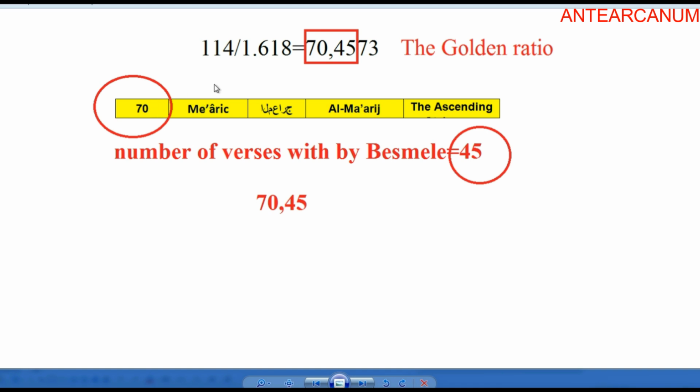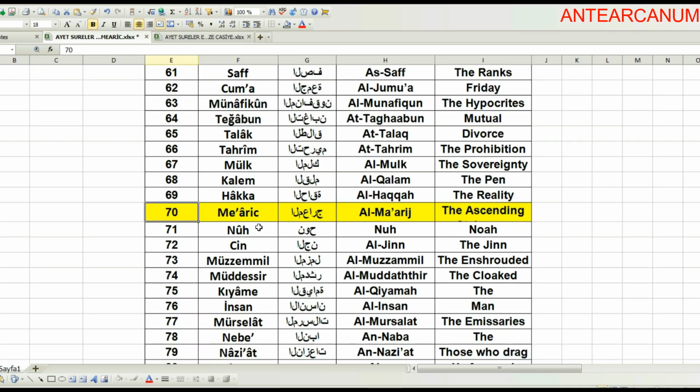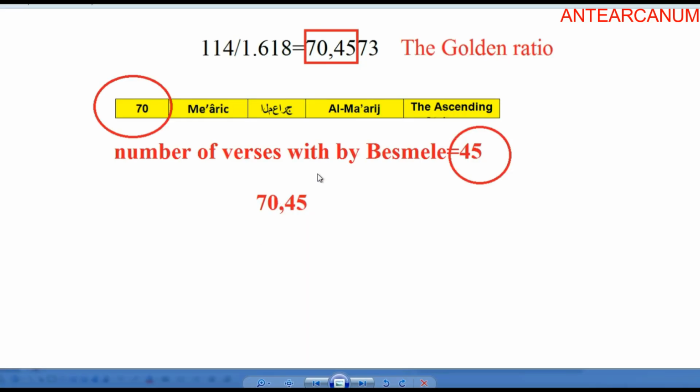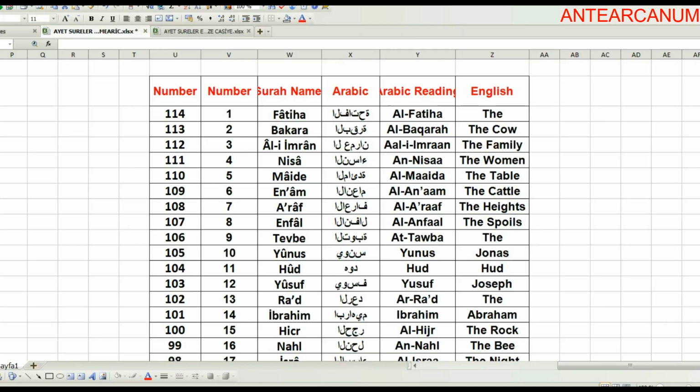This surah consists of 45 verses, including the Basmala. While some sources indicate that this surah consists of 44 verses, the number 45 is reached when we include the Basmala. As a result, when we divide the 114 surahs in the Quran by 1.618, we find that the resulting number, approximately 70.45, corresponds to the 70th surah, Ma'arij, which consists of 45 verses with the Basmala. This can be interpreted as a code indicating the presence of the golden ratio in the Quran. We have observed the golden ratio in this way at the beginning of the Quran.